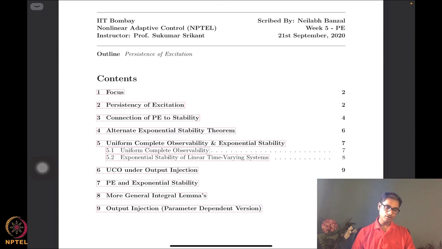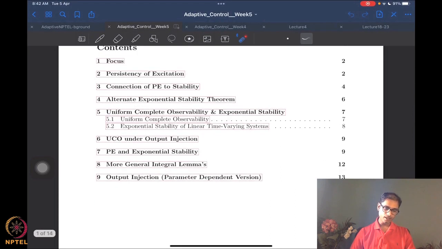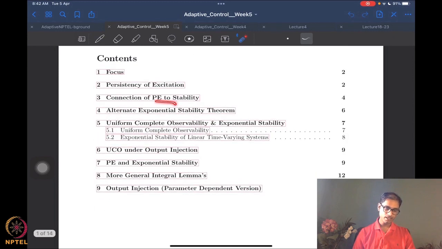Of course, you will also see that there is a healthy connection to stability, because we are talking about parameter convergence, which is a sort of stability problem, right? So there's a healthy connection to stability. And so we will look at some alternate exponential stability theorems and so on. And this is what we will discuss for the rest of the week, right?